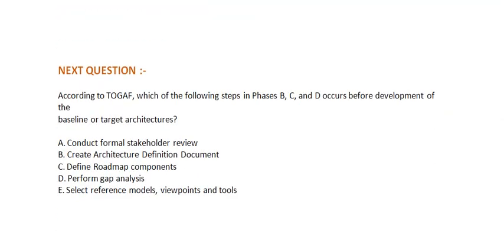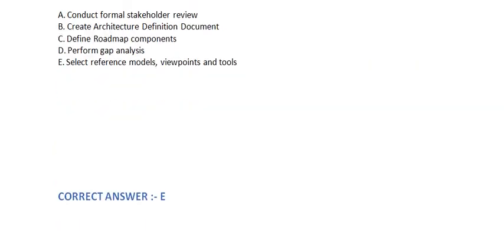Next question is, according to TOGAF, which of the following steps in phase B, C, and D occurs before development of the baseline or target architecture? Option A, conduct formal stakeholder review. Option B, create architecture definition document. Option C, define roadmap components. Option D, perform gap analysis. And option E, select reference models, viewpoints, and tools. The correct answer is option E.